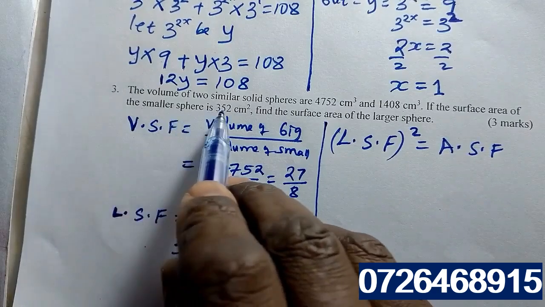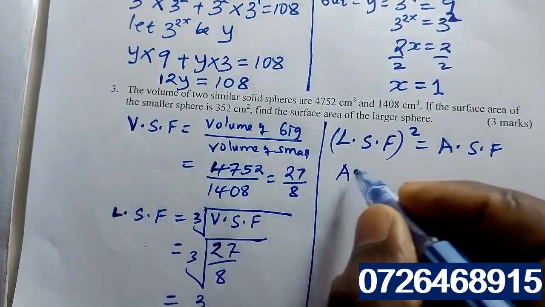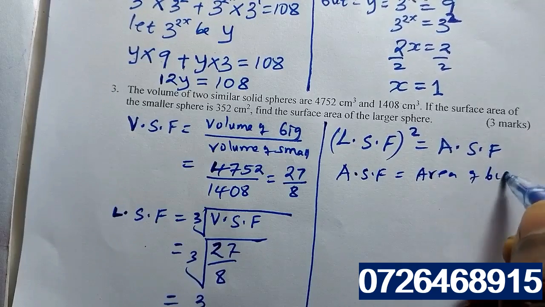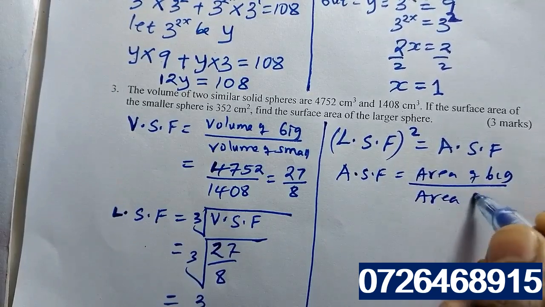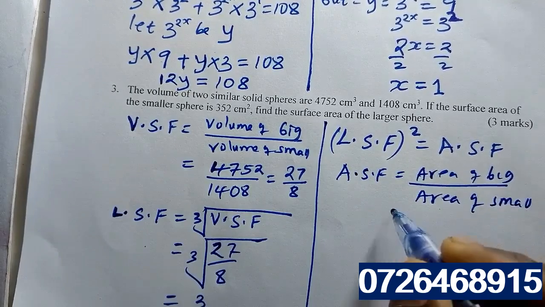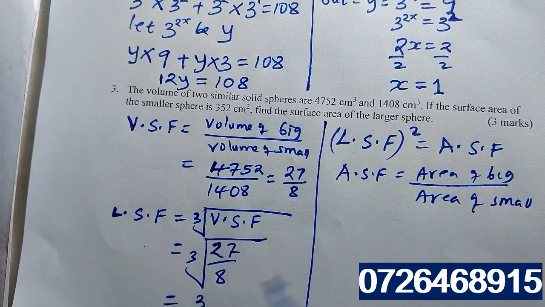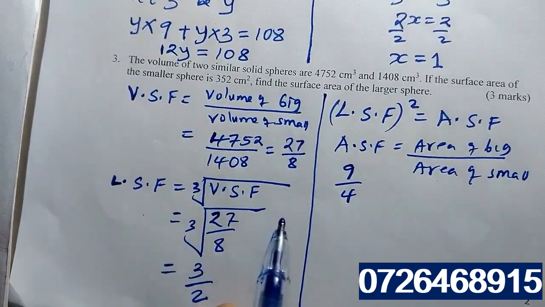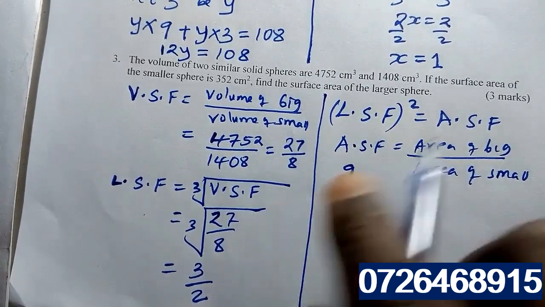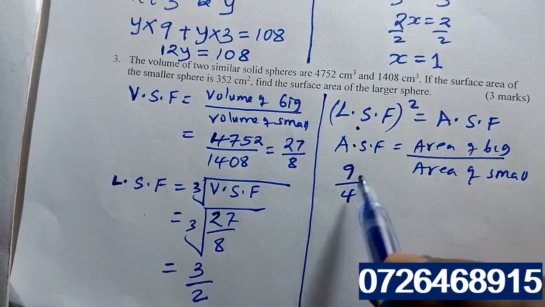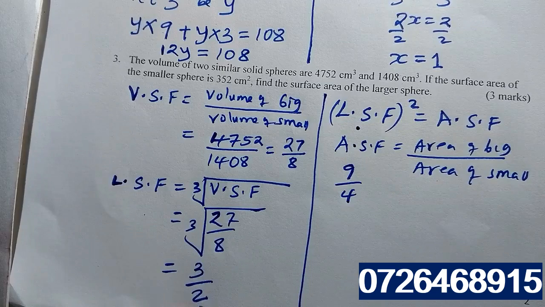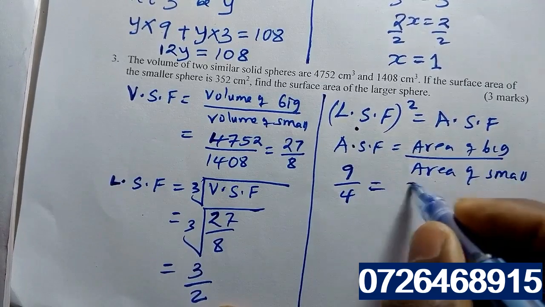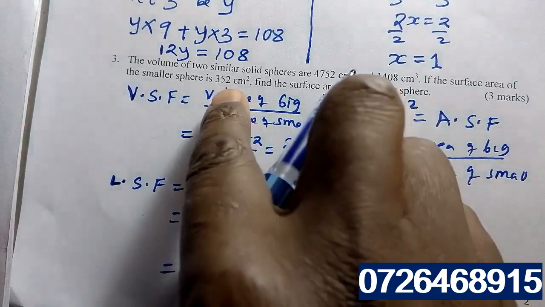Tuko na area of small ndio hii. So tunaenda kusema area scale factor equal to the area of big over area of small. But tuko nayo sasa, area scale factor itakuwa 9/4, the square of linear, the square of this. Unaelewana? Yes. Linear scale factor squared itatupea area scale factor, na nimefanya hivyo. Linear ni 3/2, so area itakuwa 9/4. This one will be equal to the area of the big, which is x, we don't have, over area of small.